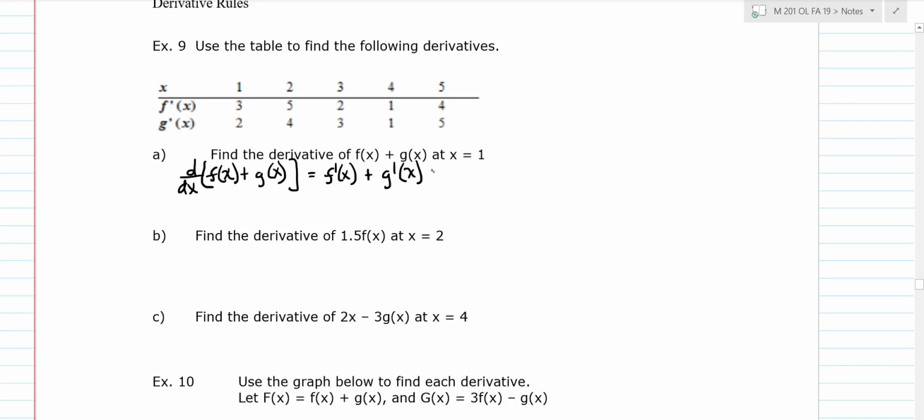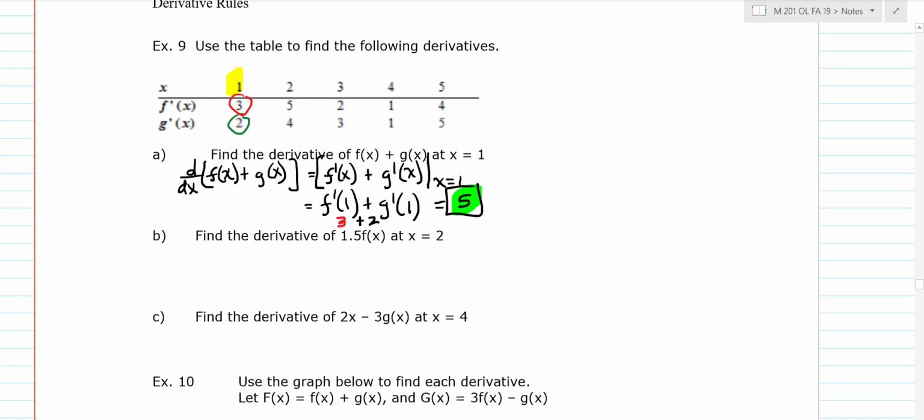Then we can go ahead at x equals 1. Sometimes you'll see me write this as: I'm doing the derivative, now I'm evaluating at x equals 1. So I would have f prime of 1 plus g prime of 1. Now I look this up on the table. If x is 1, f prime of 1 is 3, and g prime of 1 is 2. That's how you read that table. So 3 plus 2 gives you an answer of 5.